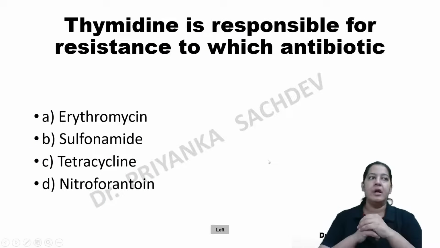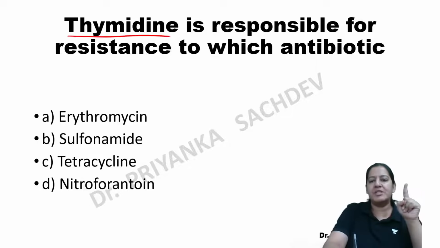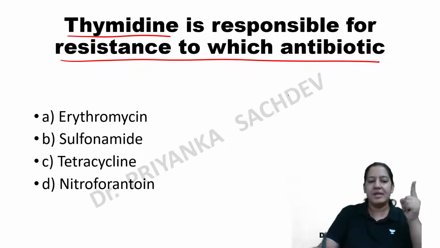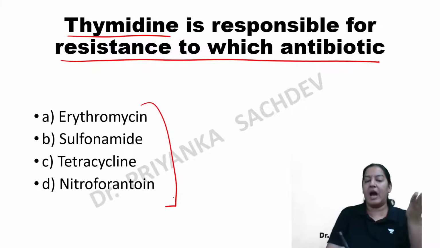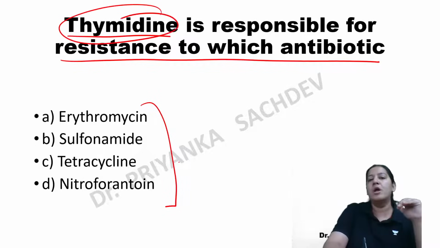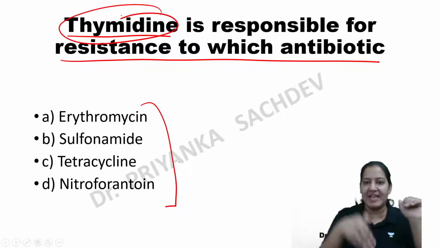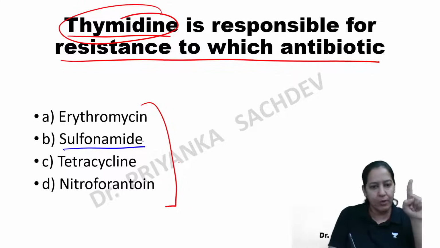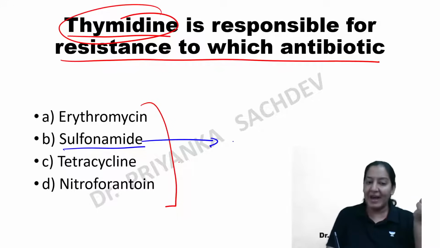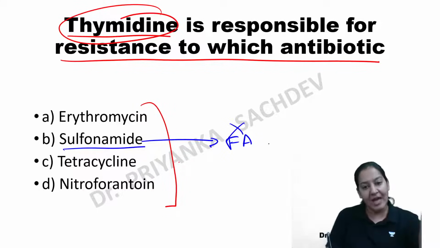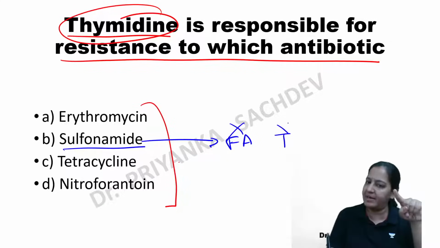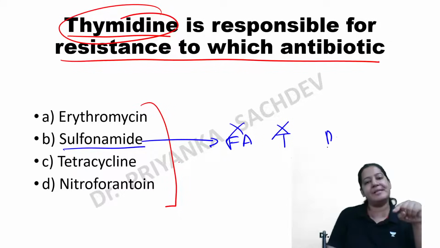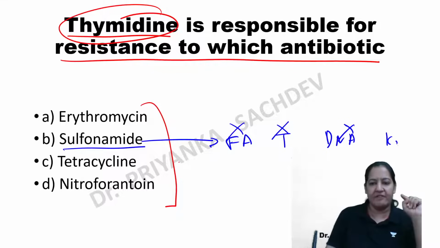You got my point. Now read the question. Now I guess you will be able to solve it. Thymidine is responsible for resistance to which antibiotic? Suppose you are giving one of these antibiotics, and along with the antibiotic you are giving thymidine also. So the antibiotic will not work. Which is that? Of course the answer is sulfonamide. By giving sulfonamide, you are making sure that bacteria is not making tetrahydrofolic acid, so in the absence of folic acid, thymidine is not synthesized. Since thymidine is absent, DNA will not be synthesized and the bacteria will be killed.